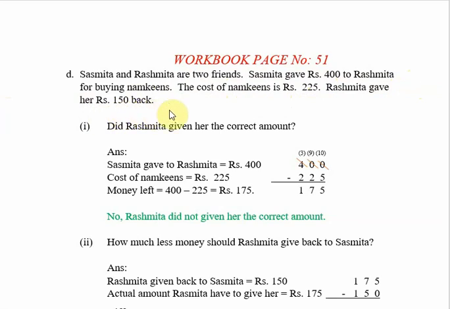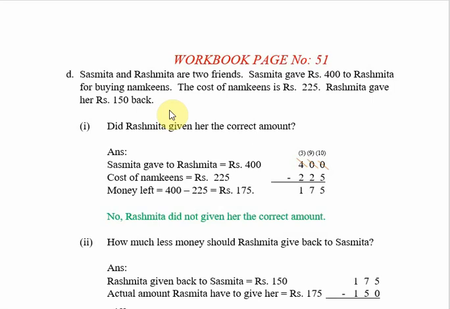So here Sasmita and Rashmita are two friends. One day Sasmita gave Rashmita rupees 400 for buying some namkins, and the cost of namkins is rupees 225. Rashmita went to the shop, purchased the namkins, and paid rupees 225. As she returned, she gave Sasmita the namkins as well as the remaining amount, rupees 150, the money left after buying the namkins.